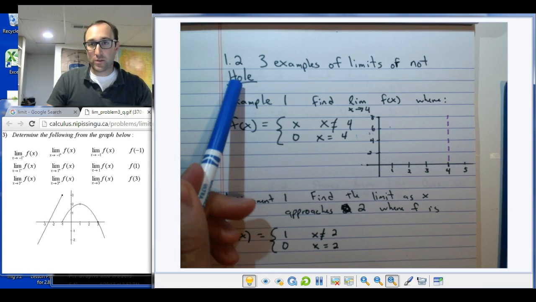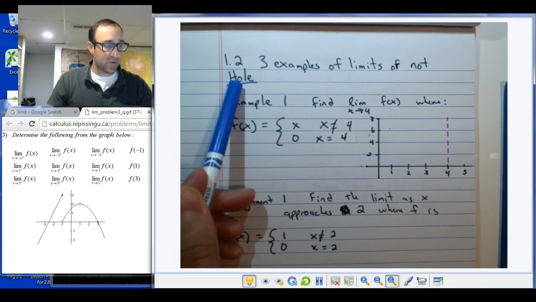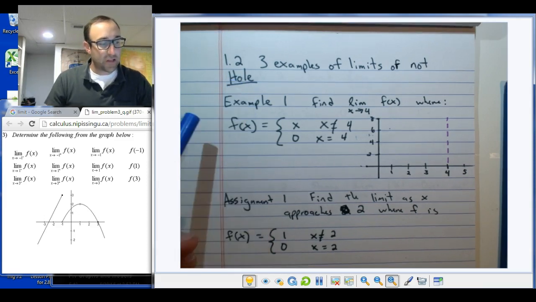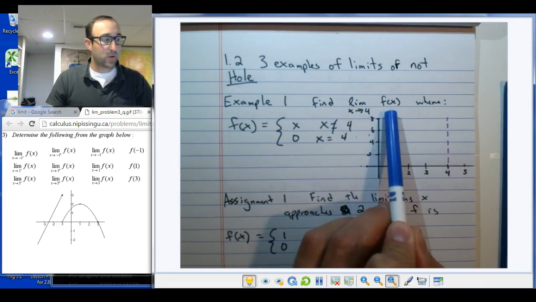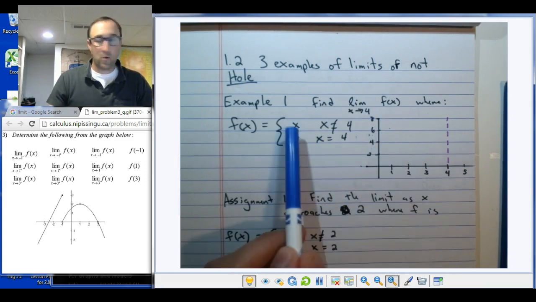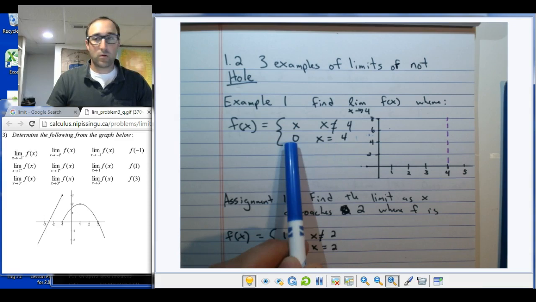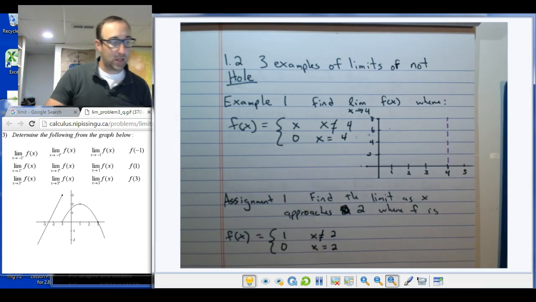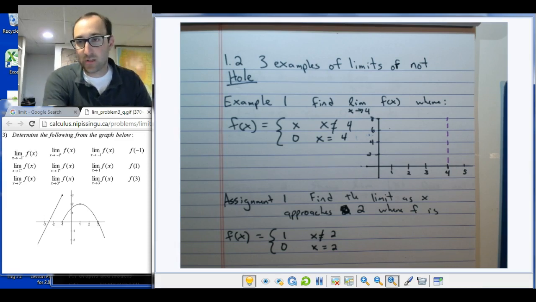Alright, we're going to first talk about a hole, and here's example 1. Find the limit as x approaches 4 of f of x, where f of x equals x when x isn't 4, and 0 when x is 4. So this is two types of functions. There's kind of two functions put all together.